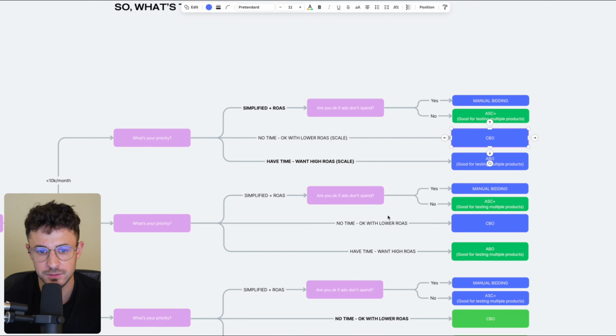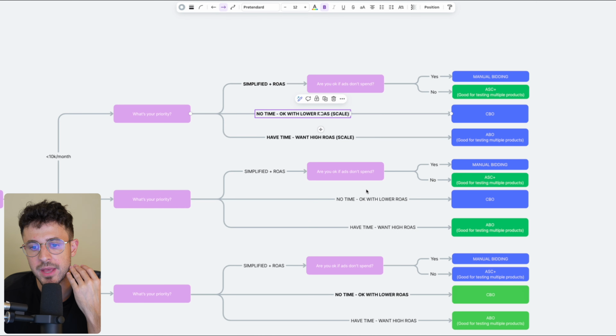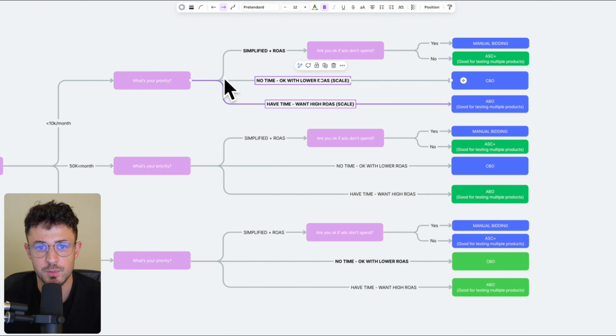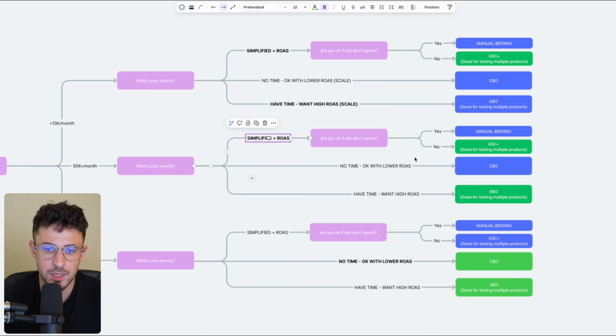And the outcomes are basically the same, the actual answers that you need to have are the same. But then in different stages, you might have different priorities. So as I mentioned before, here you might go for the simplified approach, or maybe this approach here. While, for instance, if you're spending less than 10k a month, between 10 and 50k, maybe you want to scale much faster, you want to go with a CBO, or maybe you want to still keep a simplified approach, and you're not okay if your ads just don't spend.